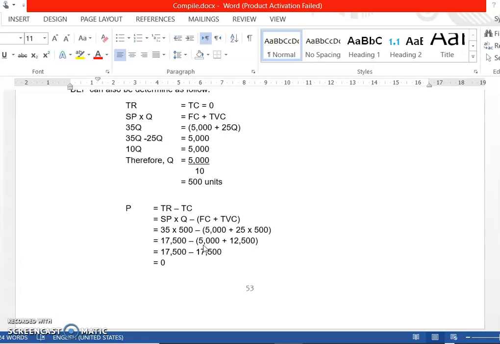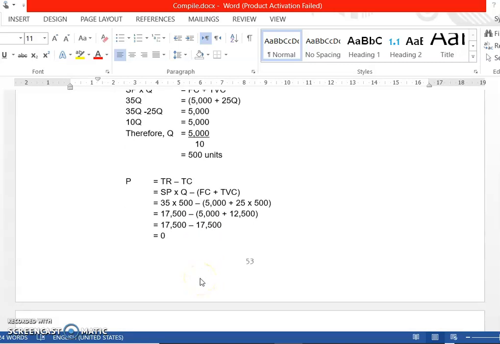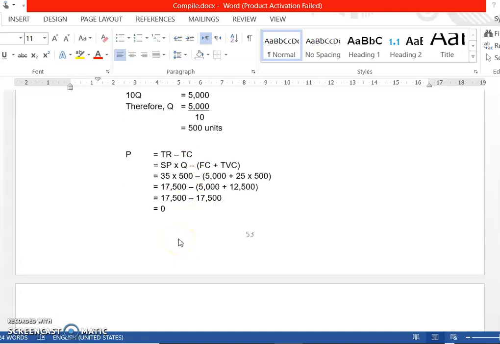Okay, how do we prove profit? Profit is equal to total revenue minus total cost. Again, for total revenue, we have selling price times quantity, minus the fixed cost plus total variable cost. And here we can prove that profit is equal to 0 when we replace the quantity with 500 units.